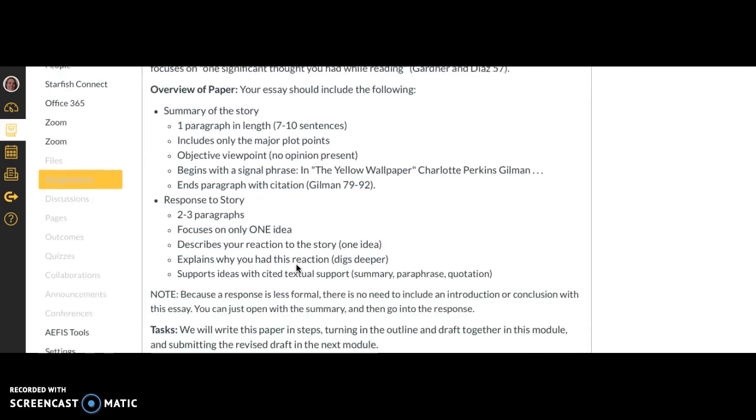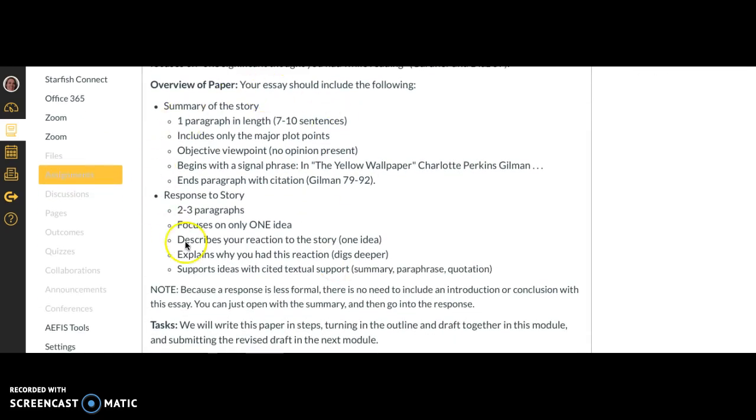In terms of how the paper should be organized, I have a breakdown here. The first part is a summary of the story. So you're going to practice your summarization skills. One paragraph, 7 to 10 sentences. Include the major plot points. No opinion or interpretation yet, just objectively, in third person, explaining what happens in the story. You're going to open that summary with a signal phrase and make sure you end with a citation at the bottom of that paragraph. So third person, objective, here's what happens in the story, using your own words.